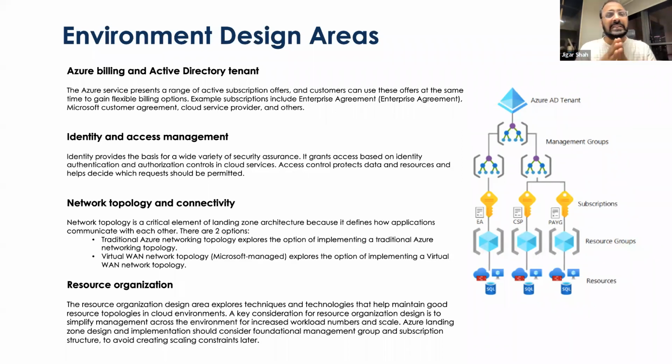The second point is identity and access management. How are you going to access your environment, how are you going to access your cloud services, what kind of authorization controls are you going to place on the access layer? Now, this can be defined and cascaded to different subscriptions within your landing zones. And then network topology and connectivity. How are you going to connect to your environment?